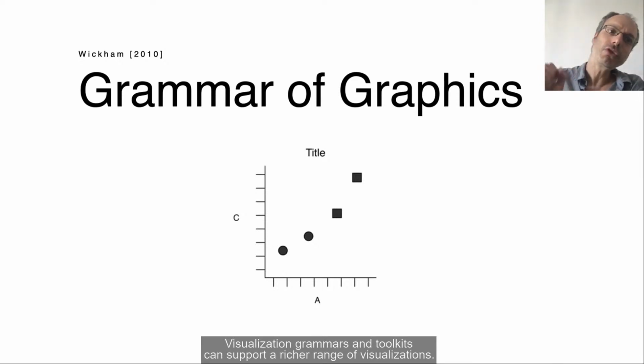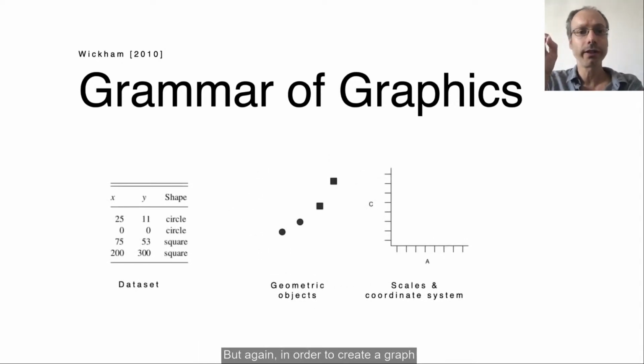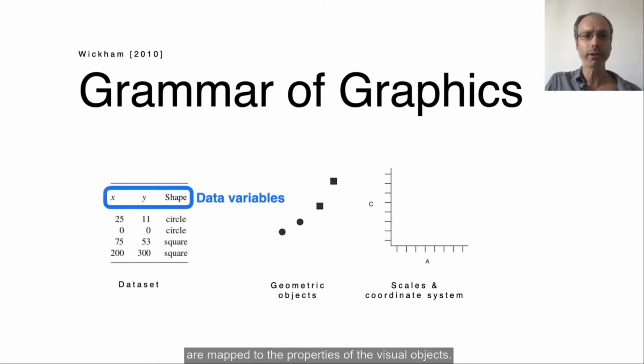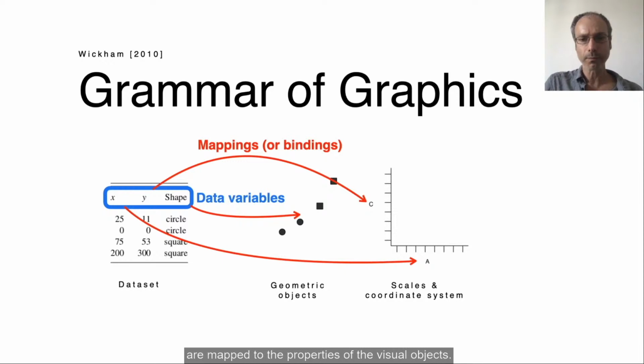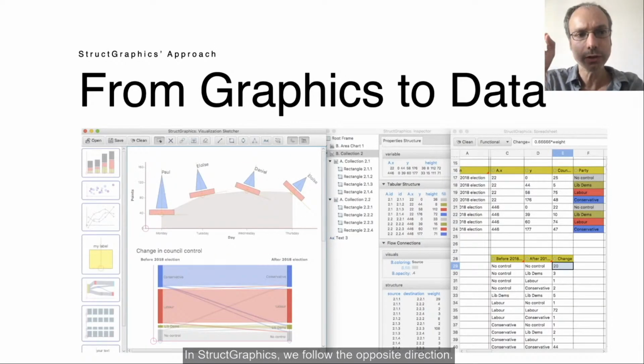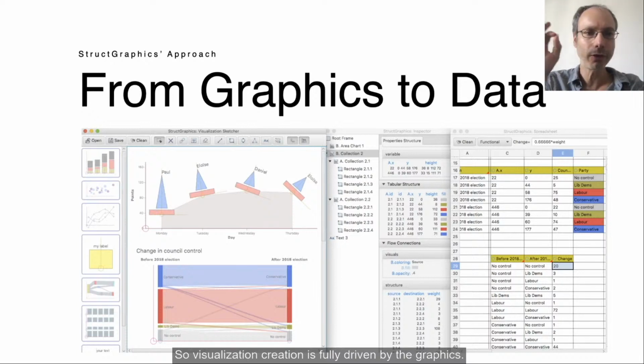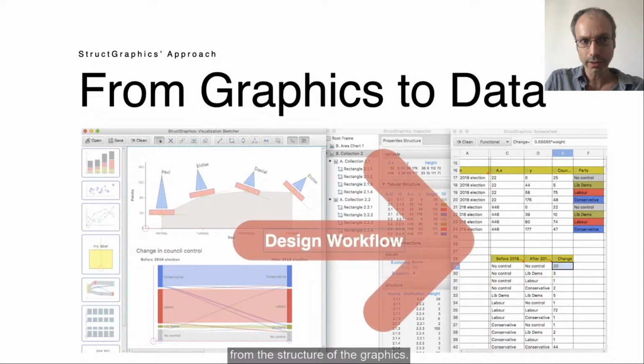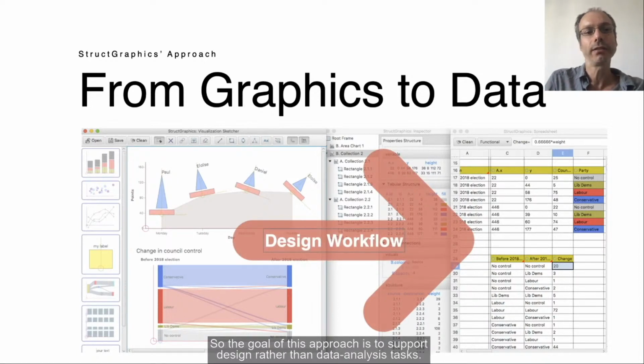Visualization grammars and toolkits can support a richer range of visualizations. But again, in order to create a graph, we describe how the variables of a dataset are mapped to the properties of the visual objects. Now, in Struct Graphics, we follow the opposite direction. So visualization creation is fully driven by the graphics. Data variables are derived at the very end of the process from the structure of the graphics. So the goal of this approach is to support design rather than data analysis tasks.